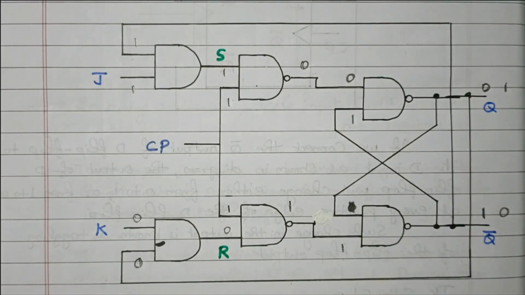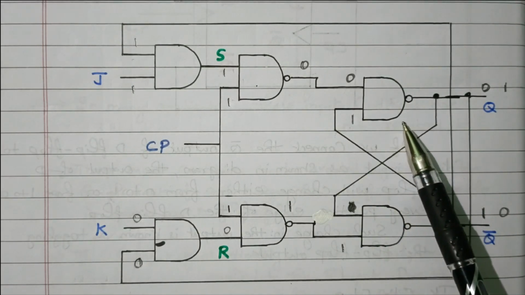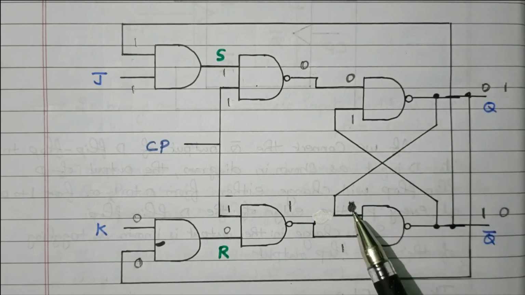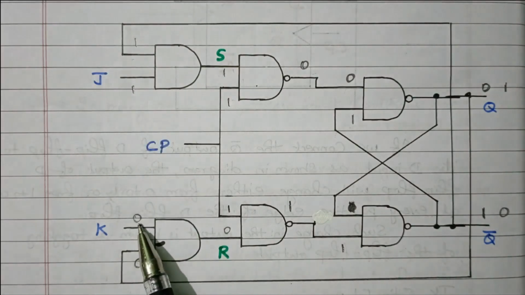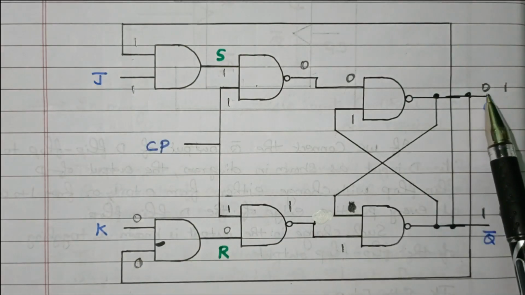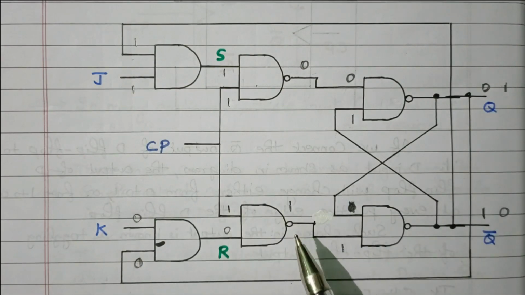There are 8 combinations available. For 4 combinations we consider the output from the top NAND gate first, and then that is applied to the bottom. For the next 4 combinations, it is reversed. Right? So now we'll verify the output also. For J equal to 1, K equal to 0, the state changes from 0 to 1. We verified it with the entire logic diagram.